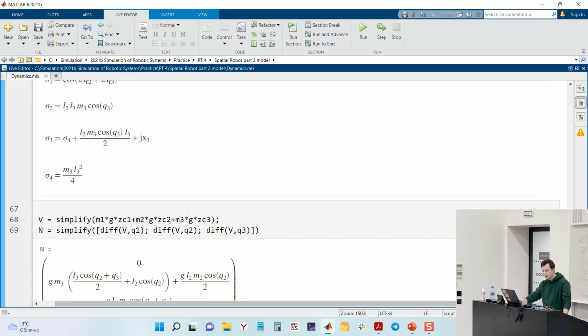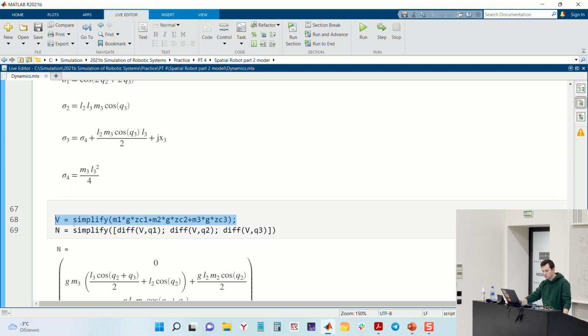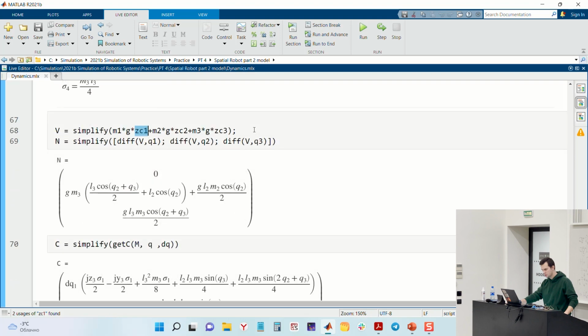Then we computed the potential energy, and it's just the potential energy of all the bodies. How do we compute potential energy? It's the multiplication of the mass, gravity component g, and the height. The height can be taken from here. Just make sure that you chose the right coordinate. Is it y or z? It depends on your choice of coordinate representation.